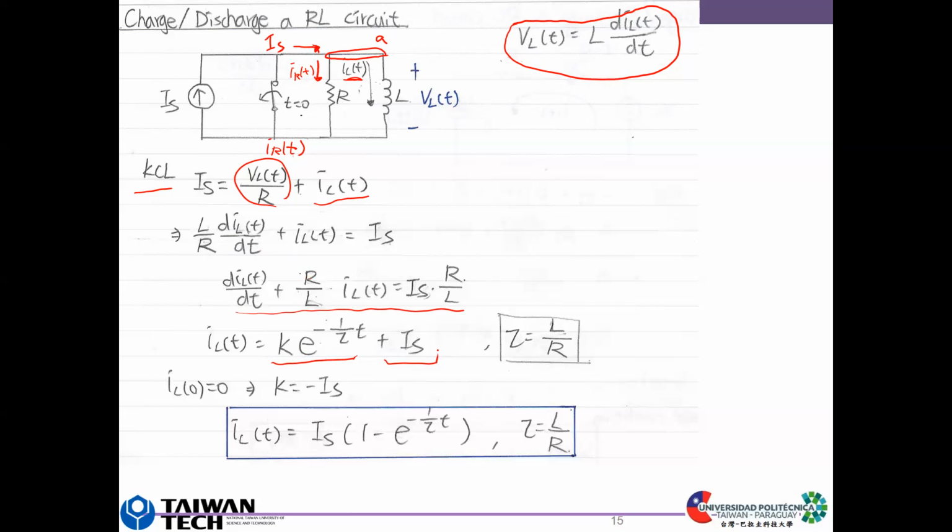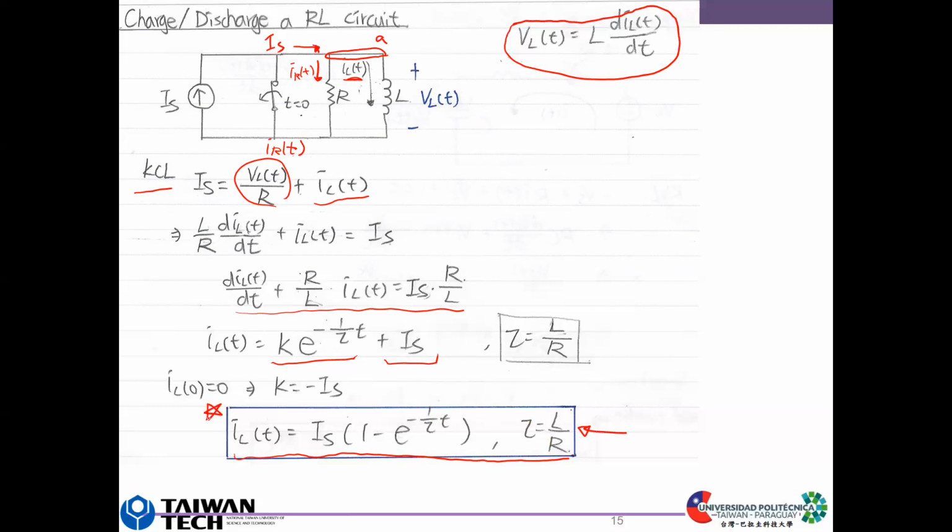And so if the initial condition is 0, then K equals minus I_S, and then we got this. The current of an inductor equals I_S, the current source, times 1 minus e to the power of minus t over tau, and tau equals L over R. So please memorize this.